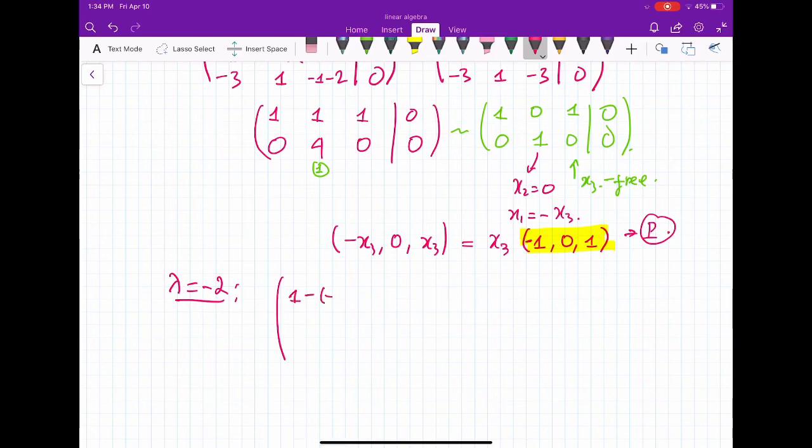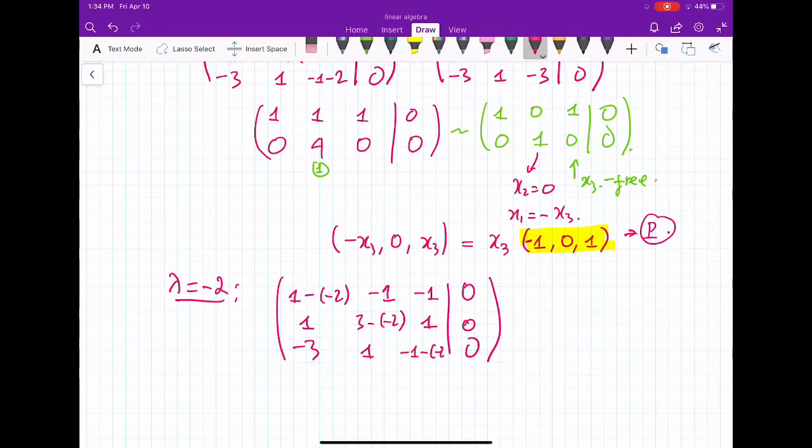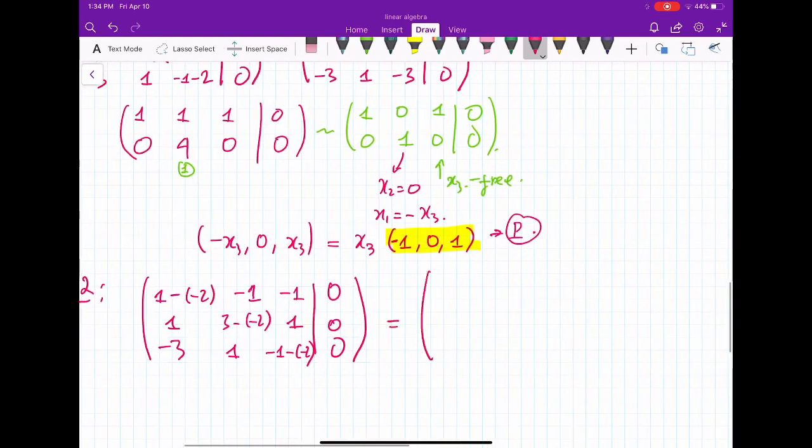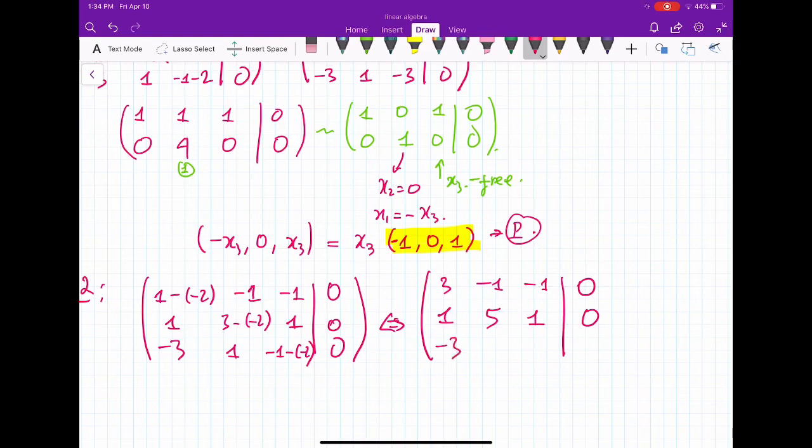1 minus negative 2, negative 1, negative 1. Here I have 0, 0, 0. Next, 1, 3 minus negative 2, and 1, negative 3, 1, negative 1 minus negative 2. Minus negative 2 is 2. So we have 3, negative 1, 0, 1, 5, 1, 0, negative 3, 1, and I think that is 1, right?